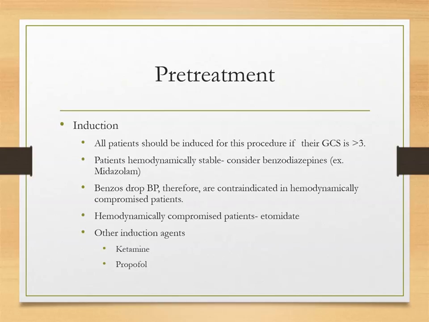So for patients that are hemodynamically stable, we can consider giving a benzodiazepine. Before we talk about benzodiazepines, hemodynamically stable, what does that mean? They've got a good set of vitals, they've got a good blood pressure, they've got a good heart rate, okay? An example of a benzo that could be available to us is midazolam.